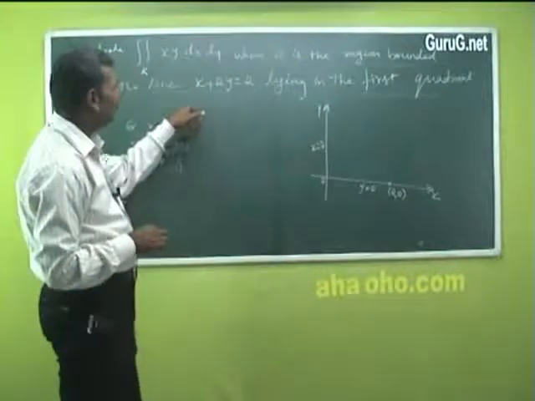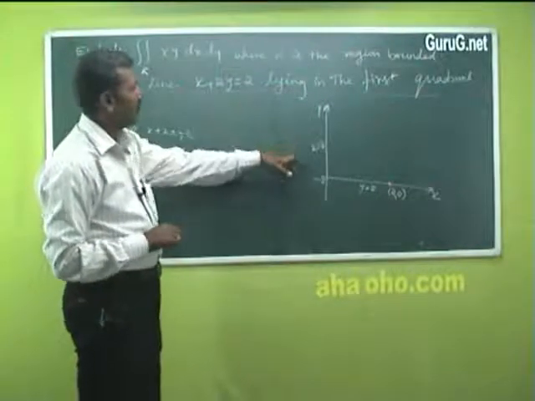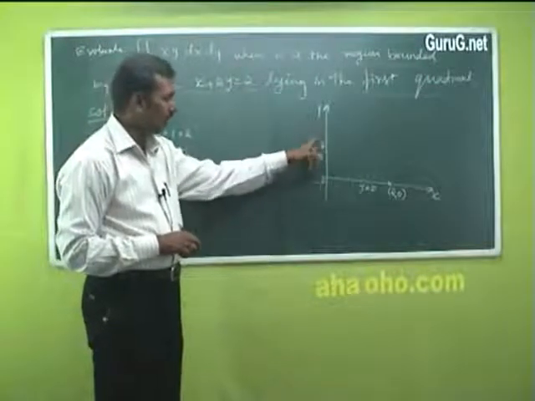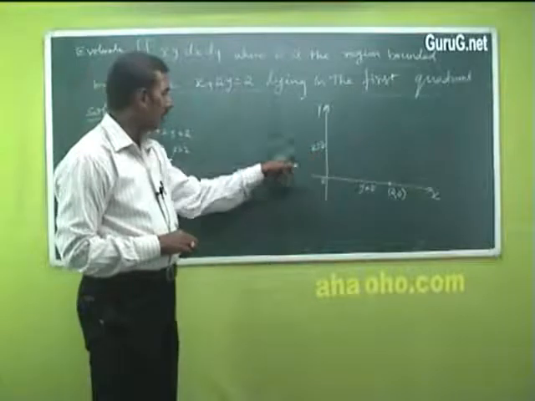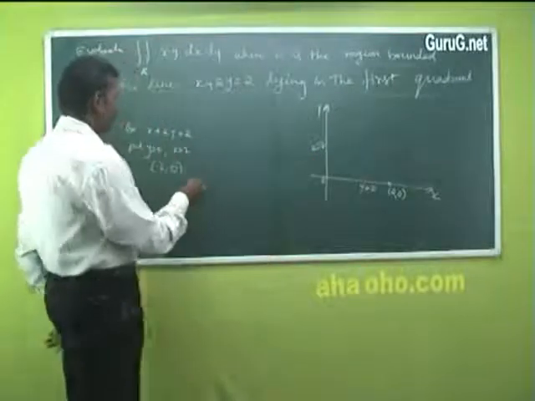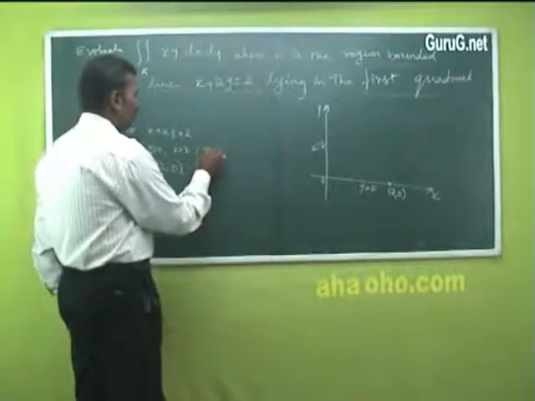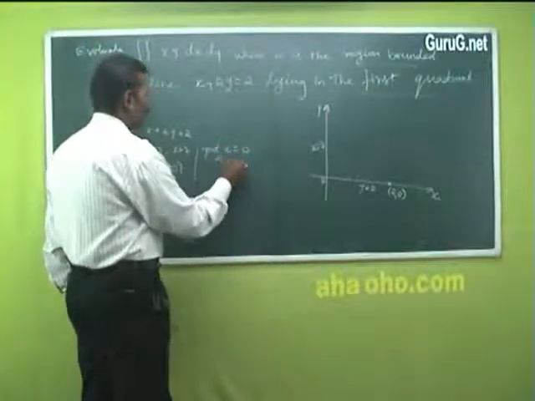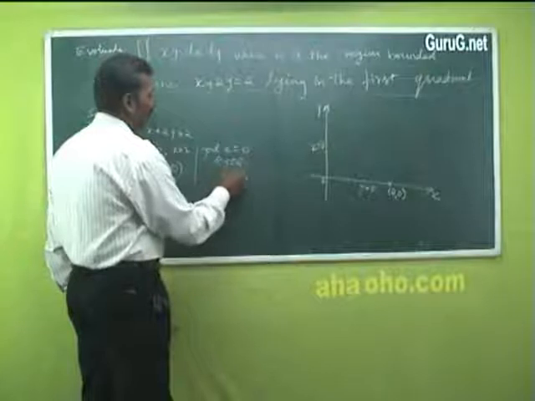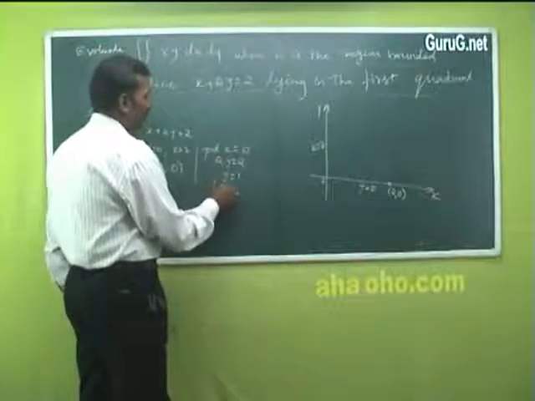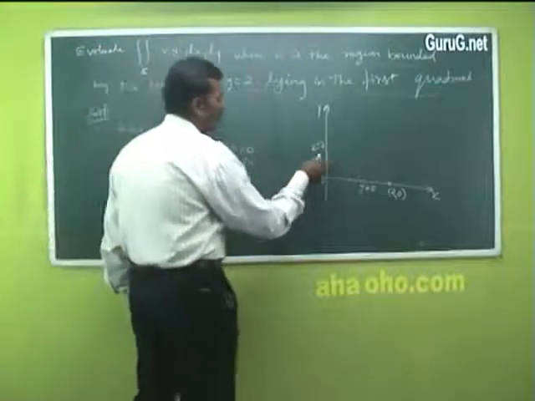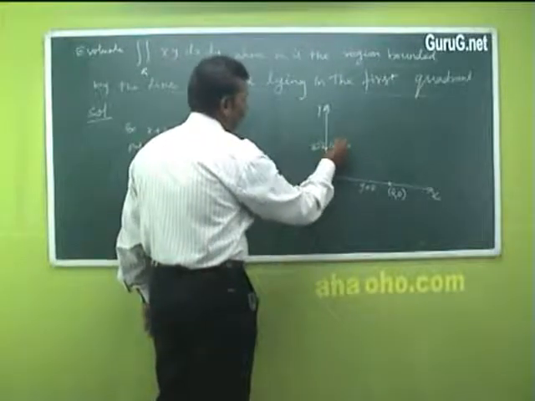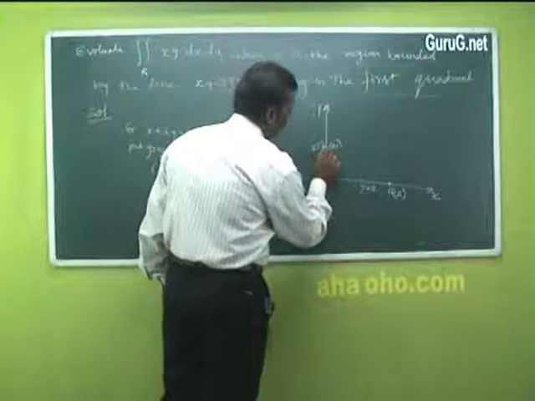Similarly, where does this line cut the y-axis? What is the equation of the y-axis? x equal to 0. So if we substitute x equal to 0 in this equation, what do we get? So put x equal to 0. You may get 2y equal to 2. So y equal to 1. Therefore the point is 0 comma 1. So the point here is 0 comma 1. Now you join these 2 points.